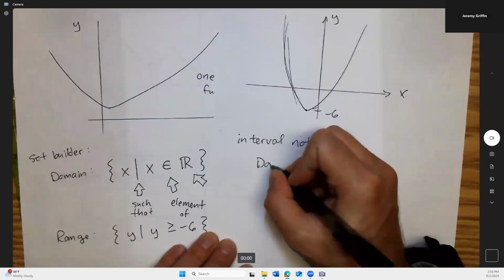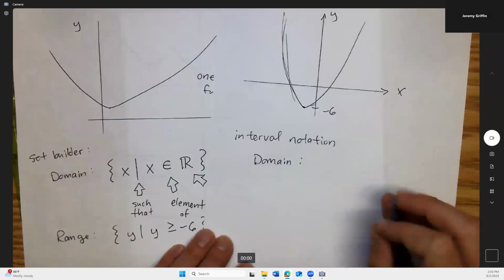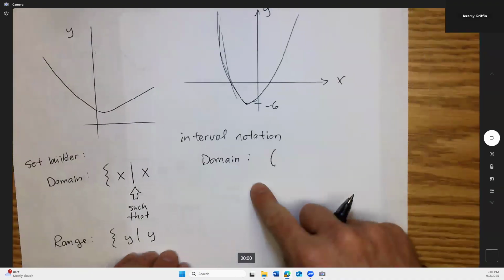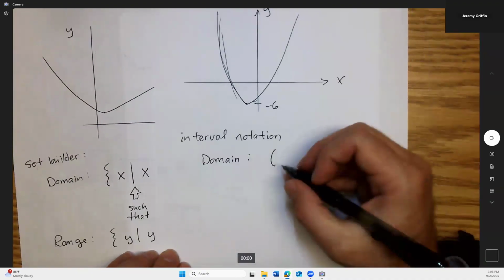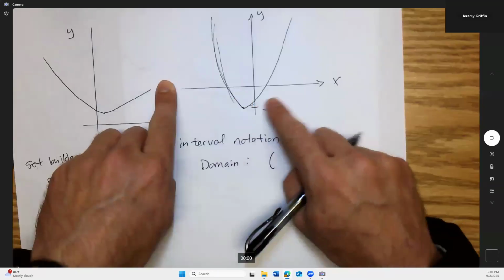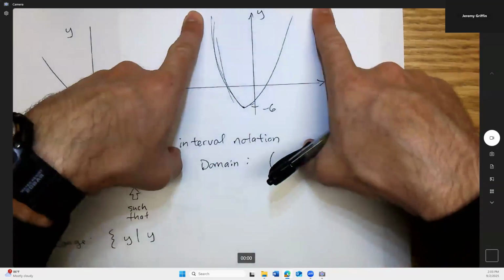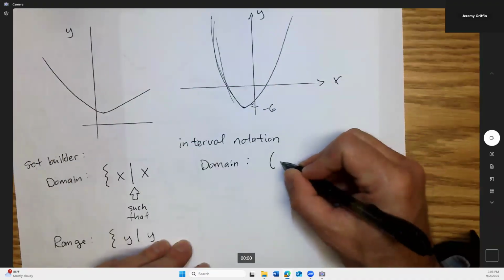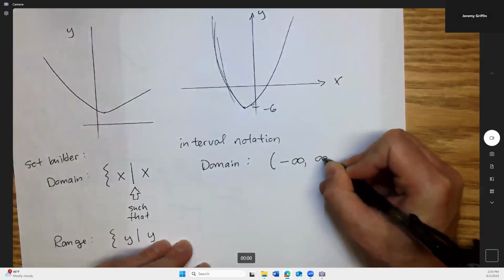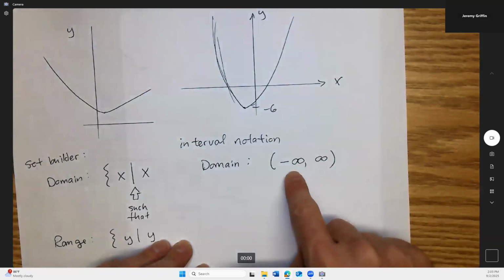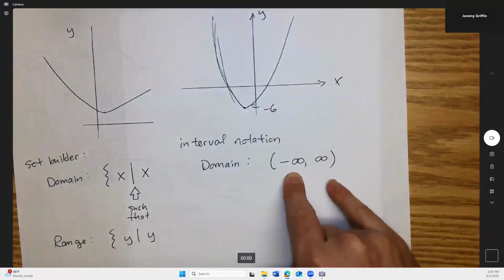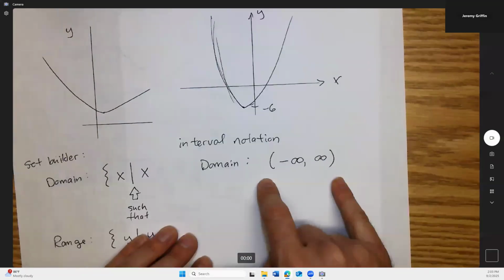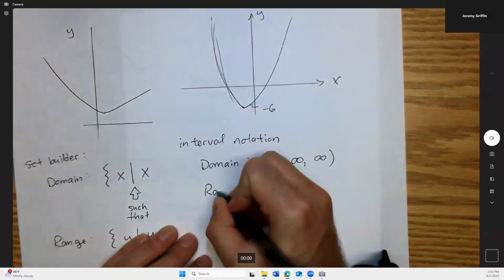So domain. You could spell it out or use a capital D. For domain, the graph goes all the way to the left and all the way to the right, like forever. How do you express that as an interval? Negative infinity to infinity. Great. The left value tells how far left you're allowed to go, and the right tells how far to the right you're allowed to go. Then put parentheses because we never include infinity. Now the range.